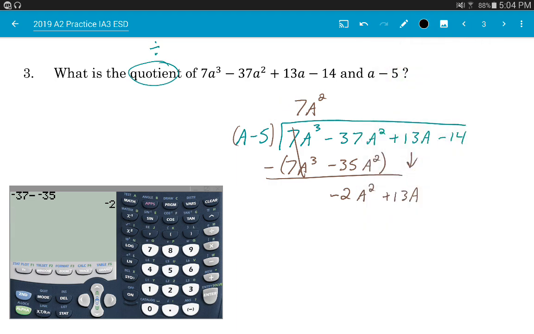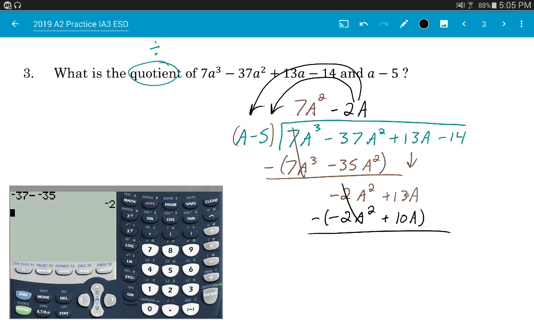Now I'm asking myself the same question again. How many times does a go into this? Well, a goes into negative 2a squared, negative 2a times. I'm going to distribute over. Negative 2a times a is negative 2a squared. Perfect. And negative 2a times negative 5 is positive 10a. Parentheses and subtract. 13 minus 10 is 3 a's. And now I'll bring down the negative 14.